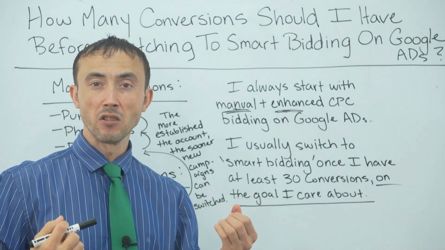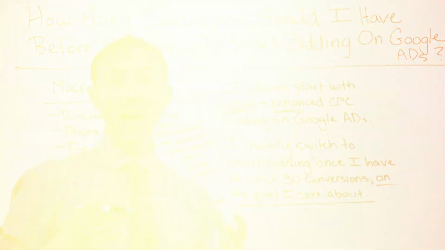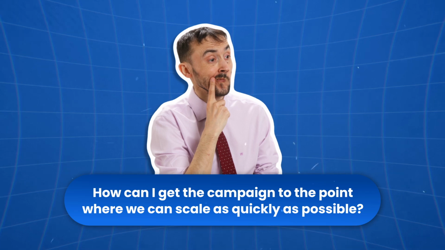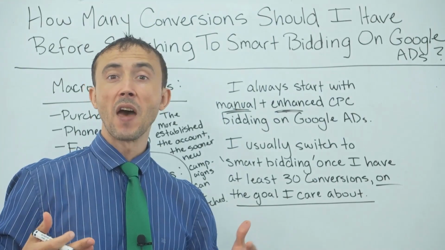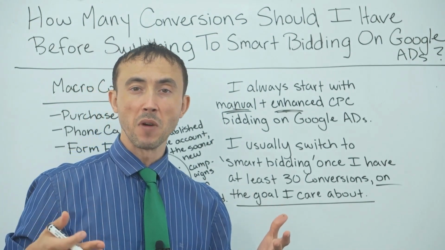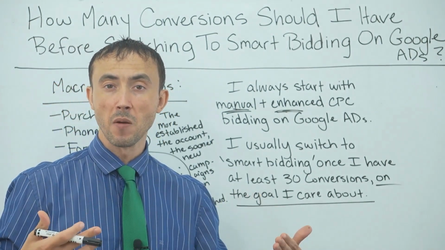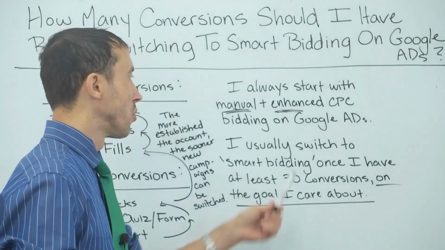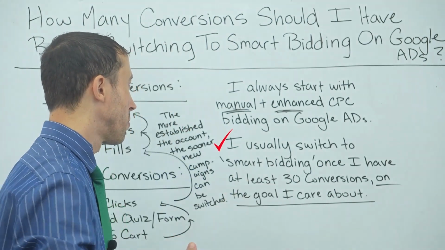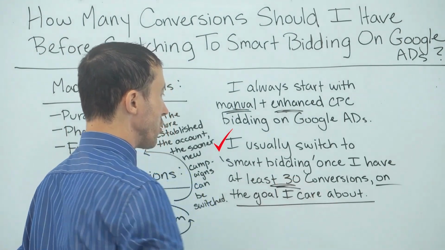Some people really like control over their investment. You can do that, but I'm not doing that. I'm looking at how I can get the campaign to the point where we can scale it as quickly as possible. So I just want my ad to basically show up every time for these keywords, or as much as I can, to gather that initial data to get to smart bidding, and then we'll have smart bidding take over. So I'll have that set up with manual plus enhanced CPC bidding until I get to about 30 conversions.